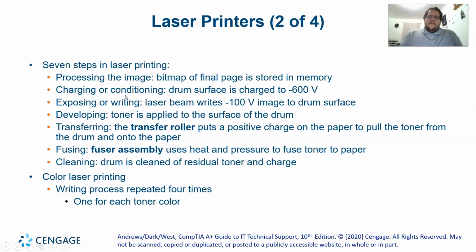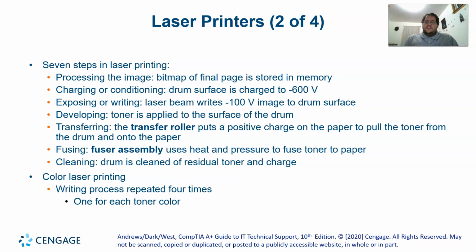There are 7 different parts to it, like processing the image, changing the condition of the drum, and exposing it with the laser beam. You can read all of this, but it has different steps. It processes the image and puts it in memory, then it charges the drum to what it needs to be, then the laser beam exposes the image onto the drum.